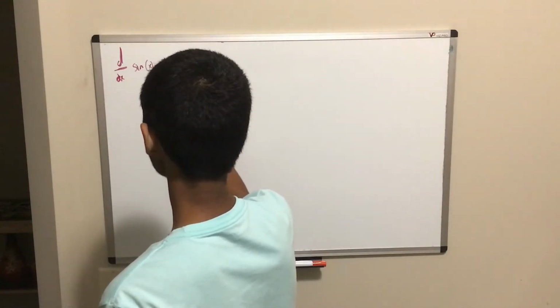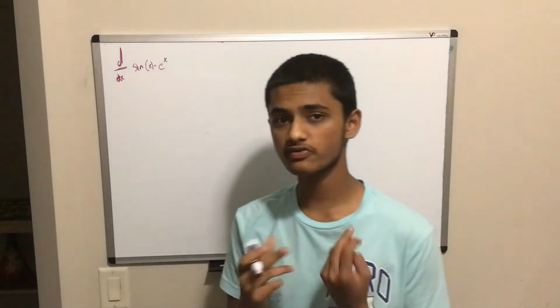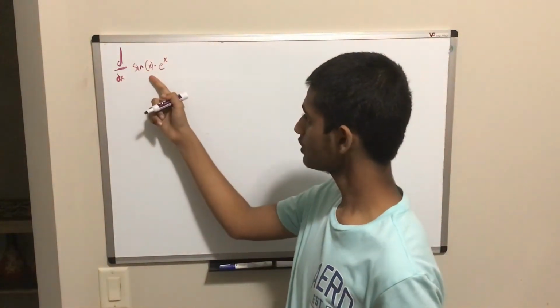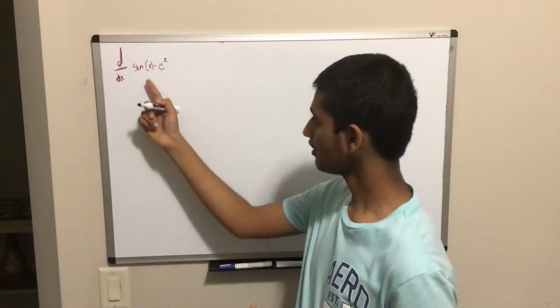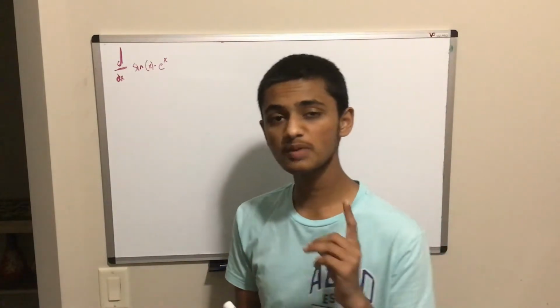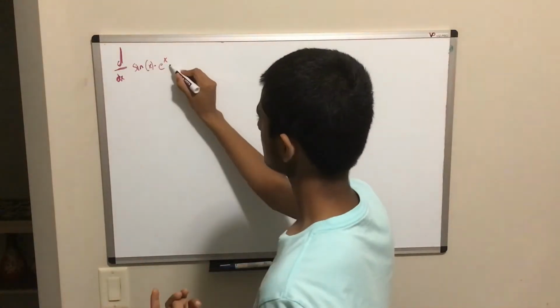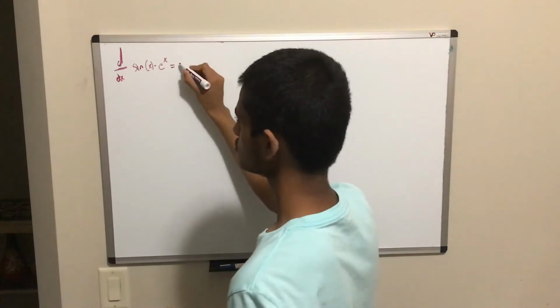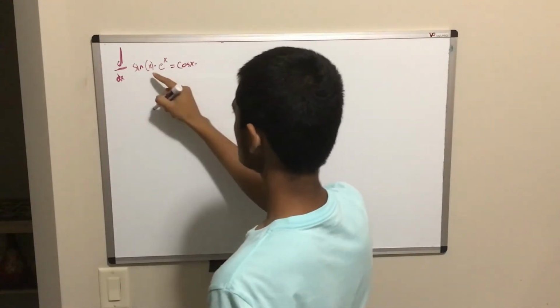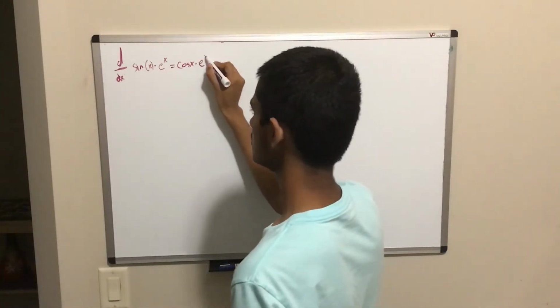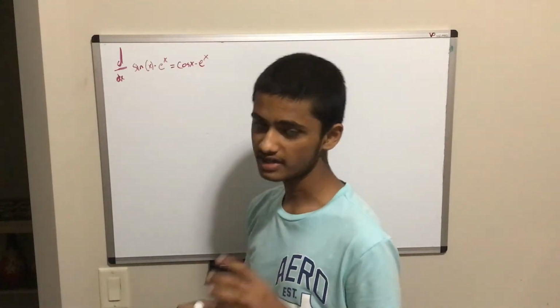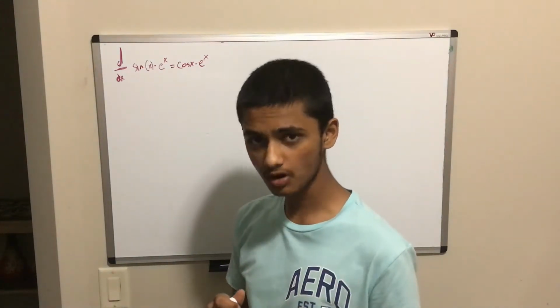times e to the power of x, and obviously with the rules that we've just covered, we don't really have a formula for finding the derivative of sine of x times e to the x. But you may be tempted to think that this would be the same thing as the derivative of sine of x, which is cosine of x, times the derivative of e to the x, which is basically just e to the x. But that's where you're wrong. It's actually quite different because of the product rule.